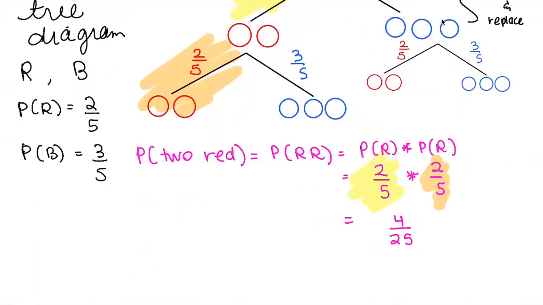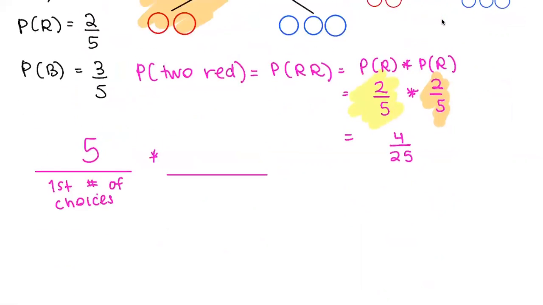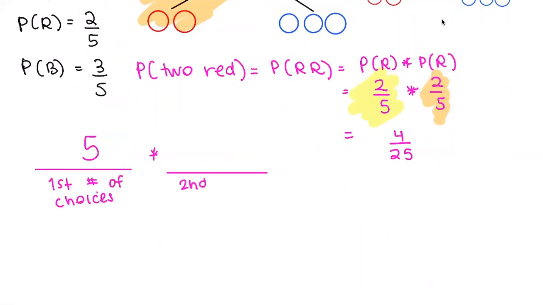Well, using the fundamental counting principle, I like to think about it this way. The first line we got going on here is the first number of choices or number of outcomes. We had 2 red balls and 3 blue balls, so that's 5 options. And because we're doing with replacement, our second number of choices is also 5. That's equal to 25, and that's the size of our sample space. This is using the fundamental counting principle.